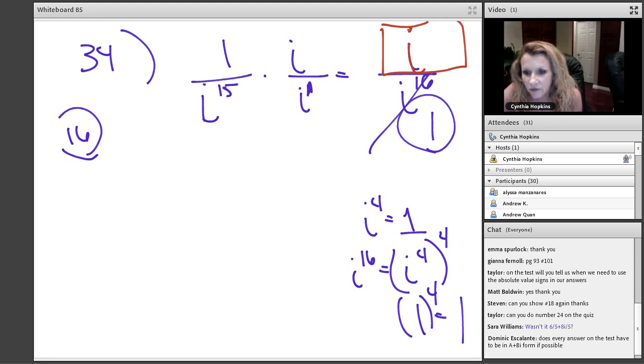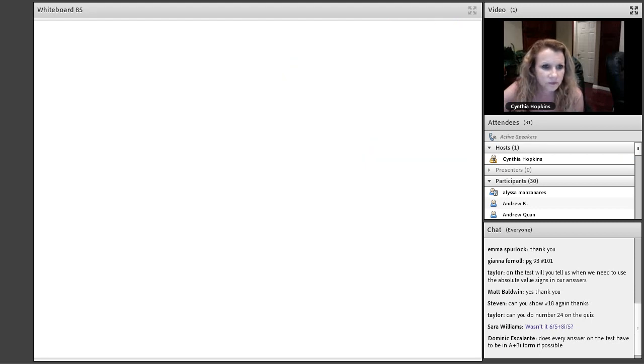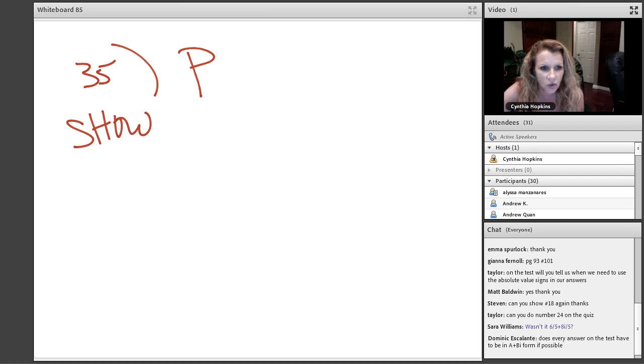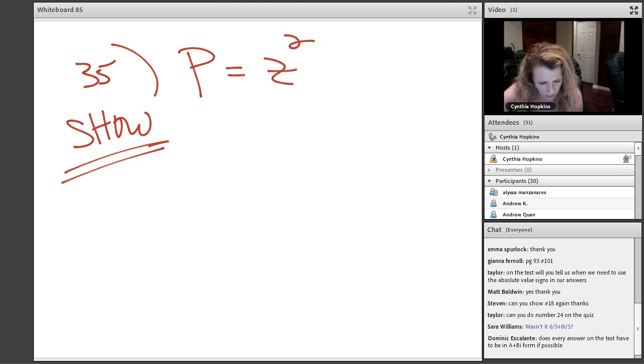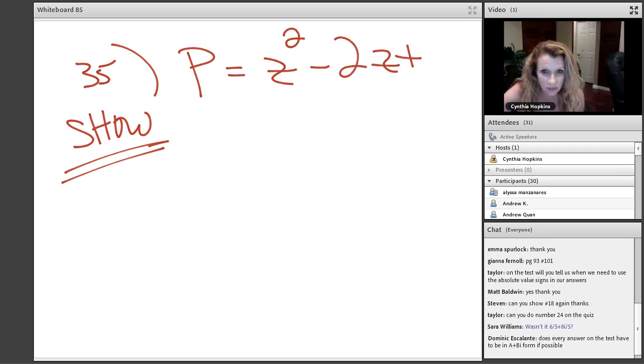Okay, that was 34. Number 35. This is the problem that asks us to show, I'm going to write that word, show that 1 minus 2i is a 0 of this polynomial. Okay, so let's write down the polynomial first. So it's x squared. Oops, those are x's, not z's. We had z's. Oh, that's a mistake on that quiz. All right, I'm just going to leave them as z's. So it's z squared minus 2z plus 5.